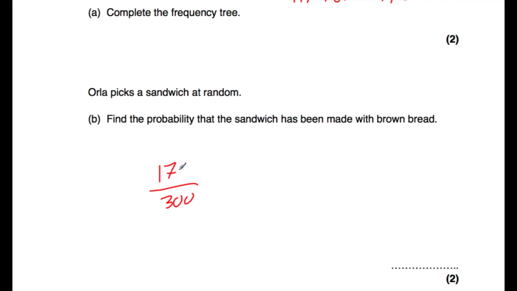That's going to be 178 out of 300. Now we can leave it like that if we wanted to, or we can cancel it down, and if we cancel it down we get that's equal to 89 out of 150, and that's it. So that's 89 out of 150. Okay, let's have a look at our next question.